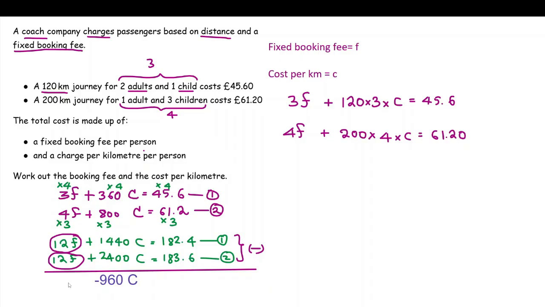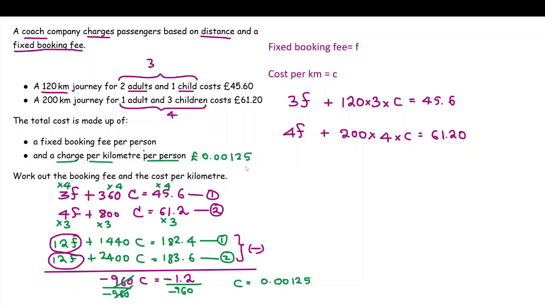182.4 take away 183.6 also gives me negative 1.2. So all I need to do is divide both sides by negative 960. So these two get cancelled out. So I know c is equal to 0.00125. It's a very small amount of money, but that's what it is. So that's the value of c. So the charge per kilometer per person is that much.